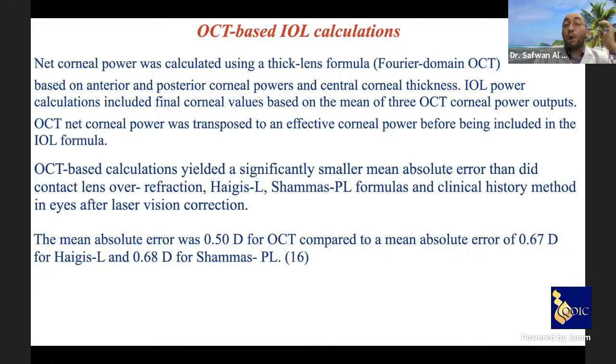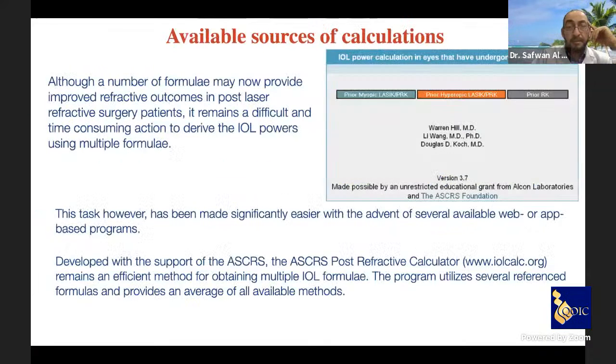I will not go through it. OCT-based IOL calculation also shows promise to be used in modifying the K reading and giving us the actual K of the post-op result. Now, if we go to the practical information that we are using, it is the IOL power calculation in the eye with ASCRS, and these are the forms they use prior to myopia, where there is a certain modification, prior to hyperopia, another modification, and prior to RK, radial keratotomy.